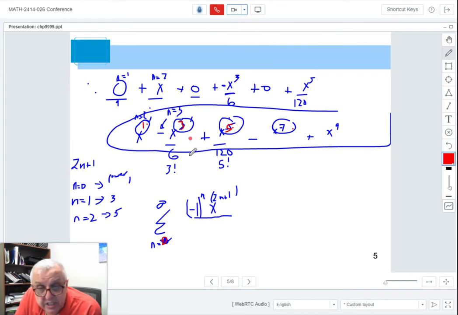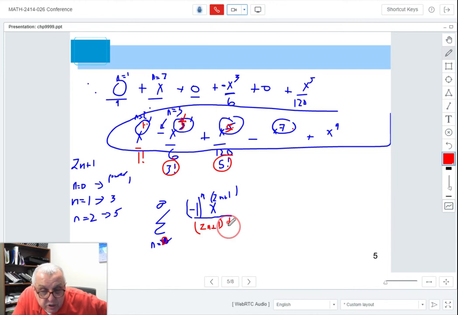So the only thing we need to do now is the bottom, and we're doing the same thing on the bottom. Do you see this bottom matches the power? There's a 1 factorial down here, which is 1. And down here, this is 3 factorial. The bottom matches this power, 5 factorial. So the way we got the powers up here is the same way we're going to get the numbers down there. We're going to use (2n plus 1) factorial.